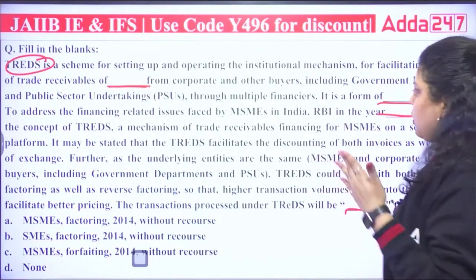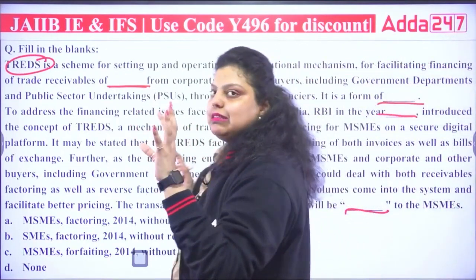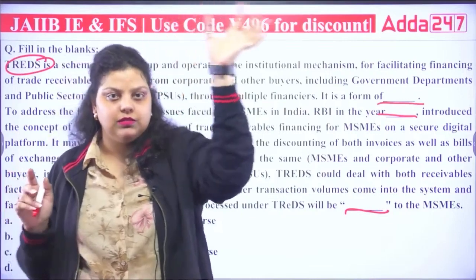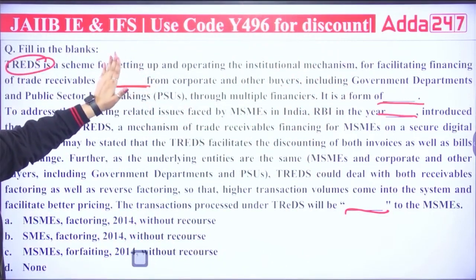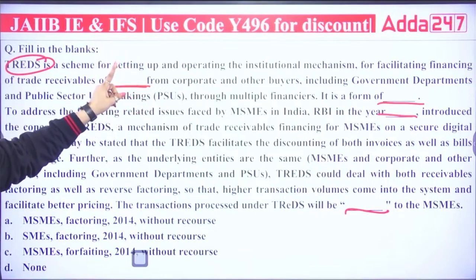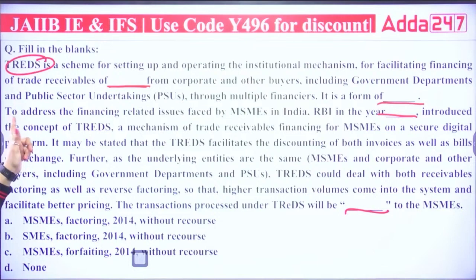So all these parties have purchased goods from a certain entity that you have to answer here. On behalf of that trade, the party can take immediate cash, which is known as TReDS. And that party will be what? MSME, SME or MSME. So obviously it is an MSME. So you can simply eliminate the B option.